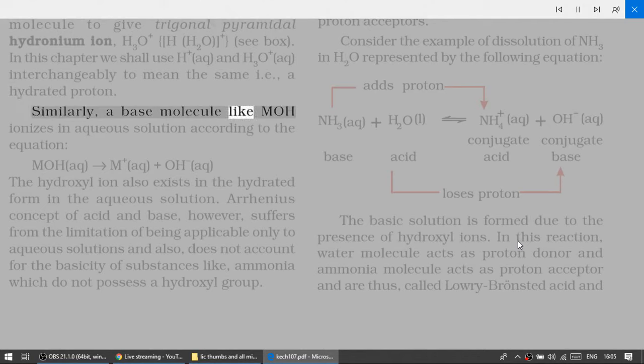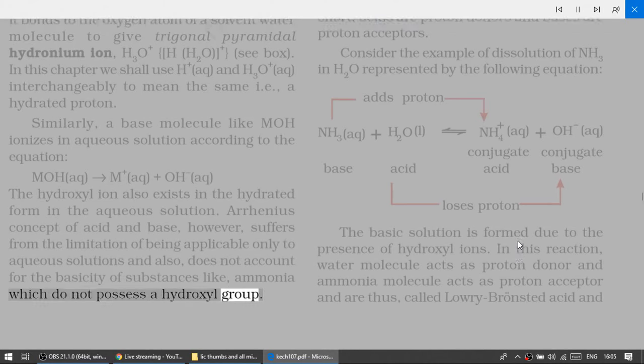Similarly, a base molecule like MOH ionizes in aqueous solution according to the equation MOH(aq) → M+(aq) + OH-(aq). The hydroxyl ion also exists in the hydrated form in the aqueous solution. Arrhenius' concept of acid and base, however, suffers from the limitation of being applicable only to aqueous solutions and also does not account for the basicity of substances like ammonia which do not possess a hydroxyl group.